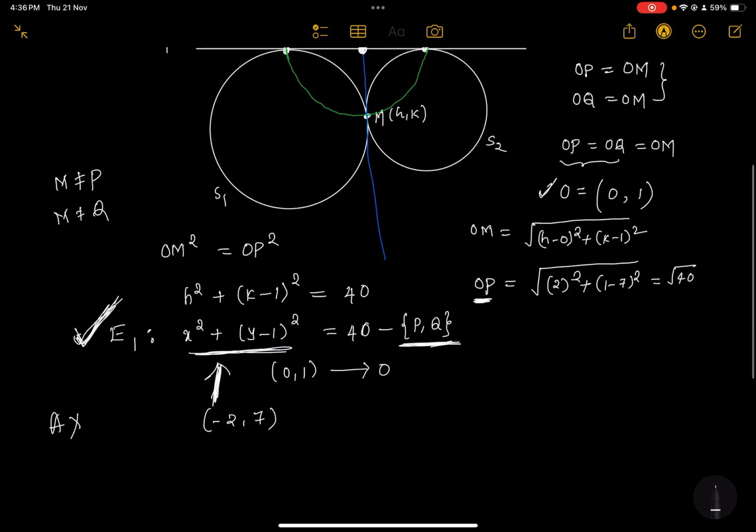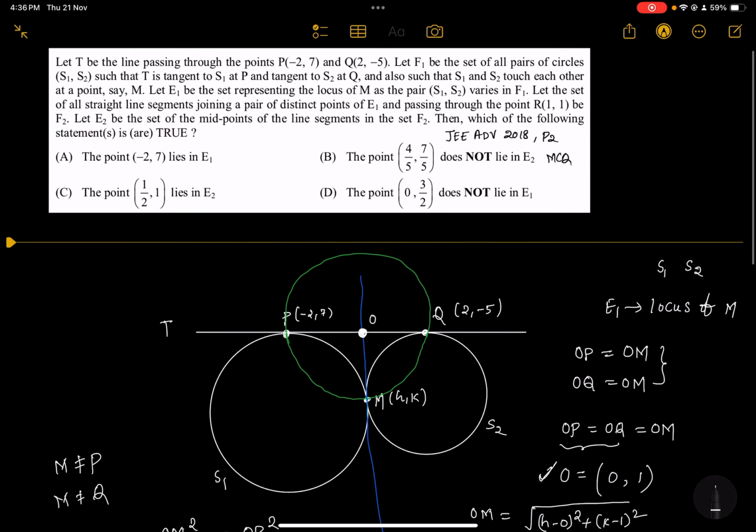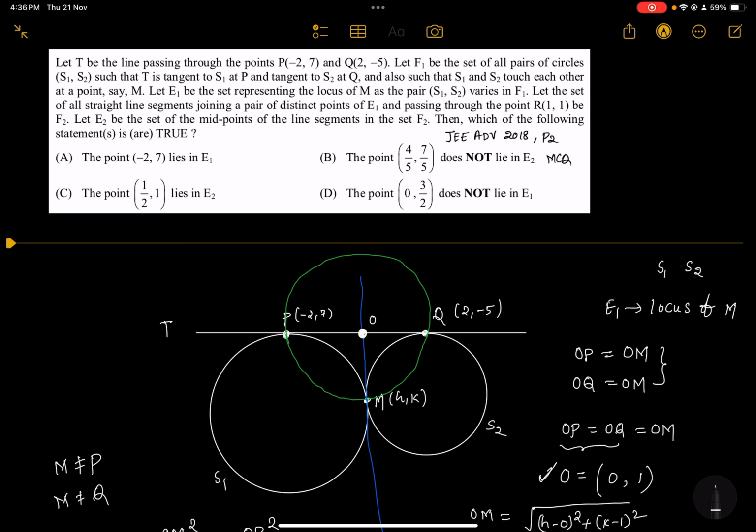So after understanding the question till this part and solving and finding the locus, if you go and mark option A as correct, then you are simply losing 2 marks for this question. You'll get negative marks for this. So the main thing here is to logically argue that P and Q do not lie in locus E1. This is the trickiest and sneakiest part of this question.